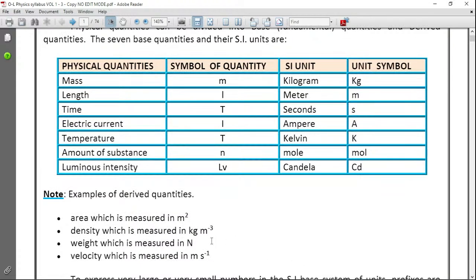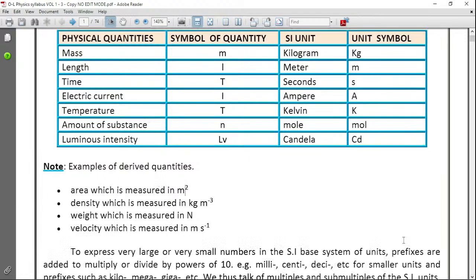For example, examples of derived quantities are area. Area is measured in square meters, that is meter times meter. We equally have density, weight, velocity, pressure, volume, and a lot more. All those are derived physical quantities.